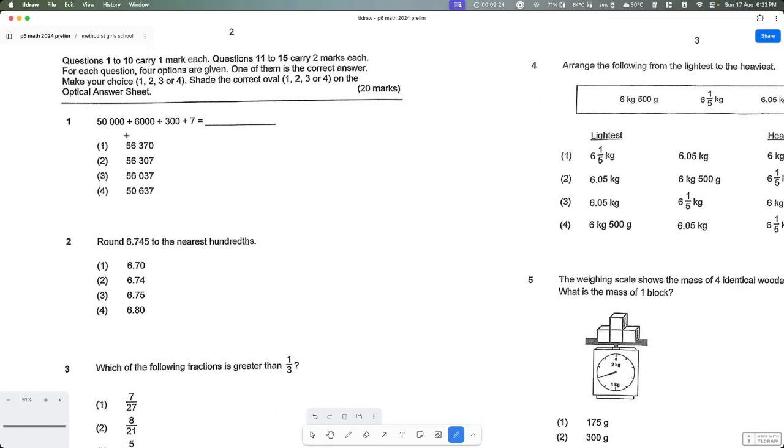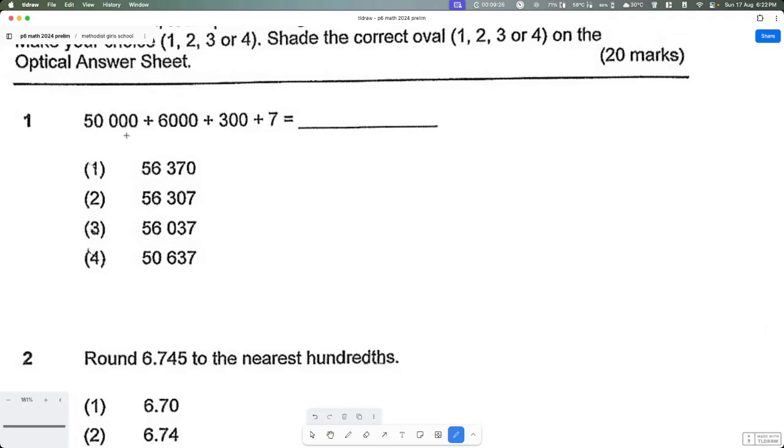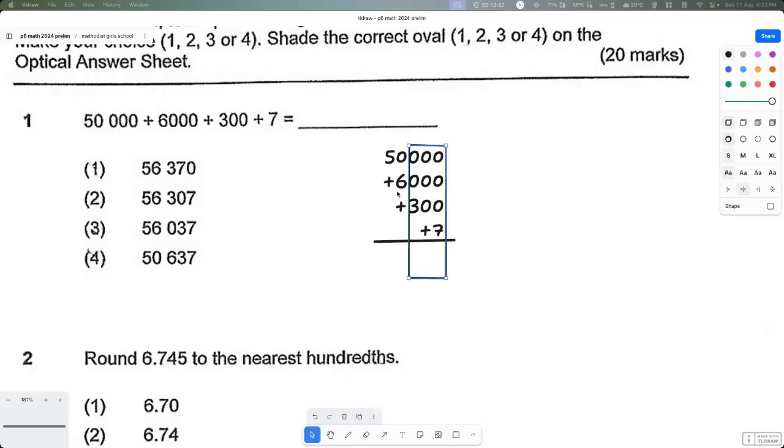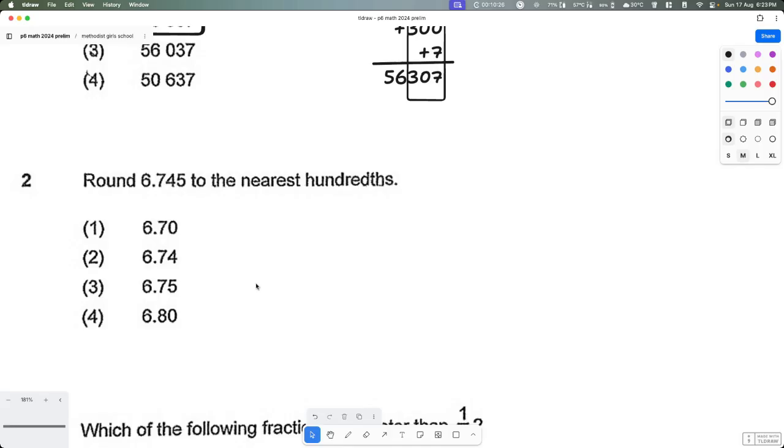Okay, so first question, it says here 50,000 plus 6,000 plus 300 plus 7. What is it equal to? So I'm going to draw the workings for you. I draw a rectangle so it's easier to see. In this case, this will become 307, so 300 plus 7, and then this will be 56,000. So 56,307. In this case it is option number 2. All right, let's move on to question number 2.